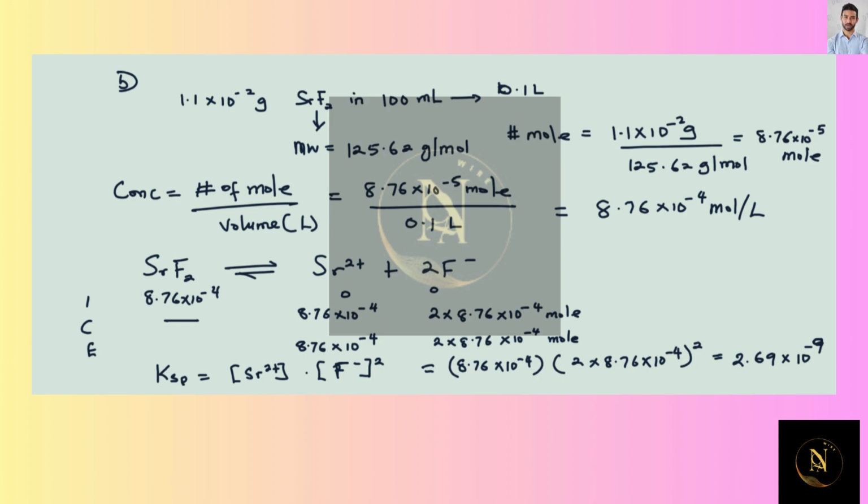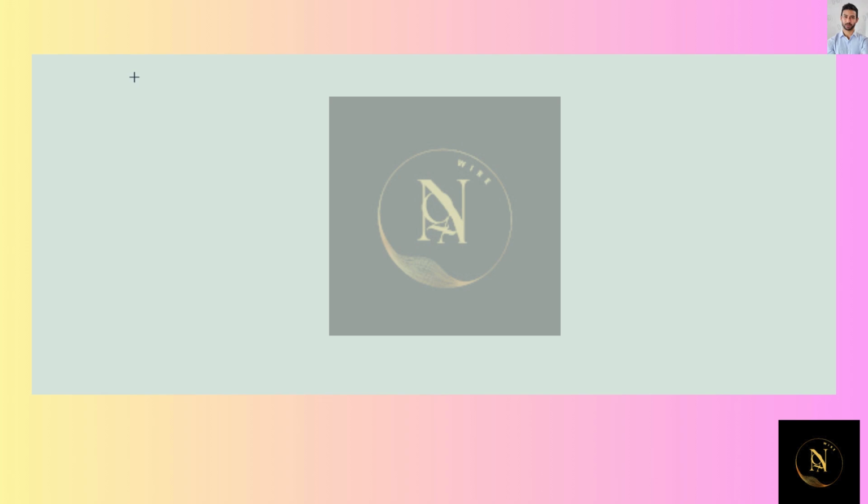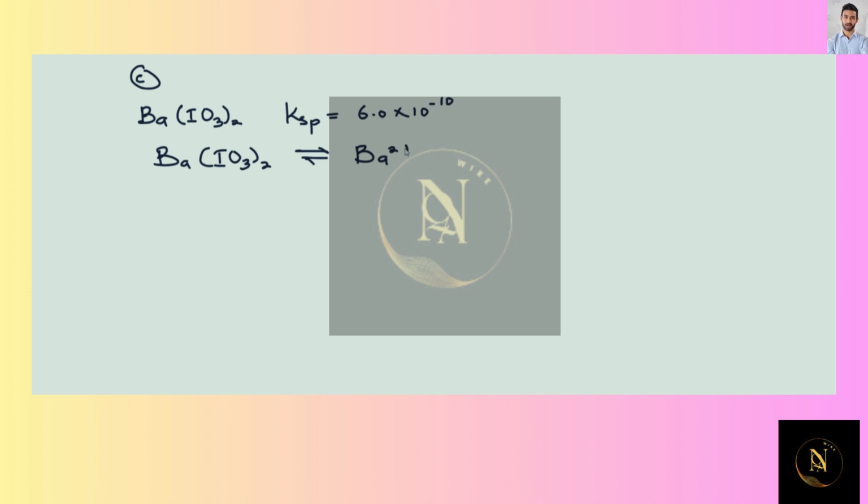Right, so let's move to the next question. The next question says that we have barium iodate. So this is C. We are given the KSP of this to be 6.0 times 10 raised to minus 10 at room temperature. So we know barium iodate, when dissolved in aqueous medium, will dissociate to produce barium 2 plus aqueous and iodate ion, IO3 minus, but we have two of it produced. So if we are to write the expression, KSP will be equal to Ba2 plus concentration multiplied by 2 times iodate minus concentration all squared.